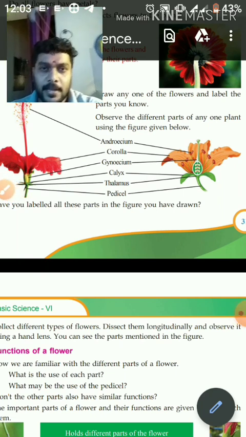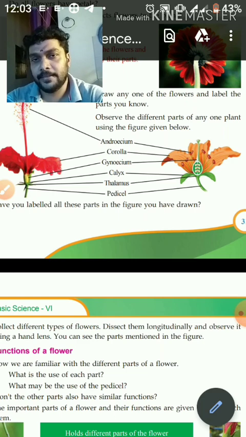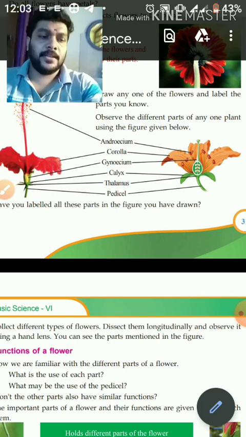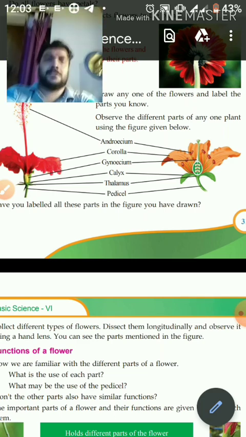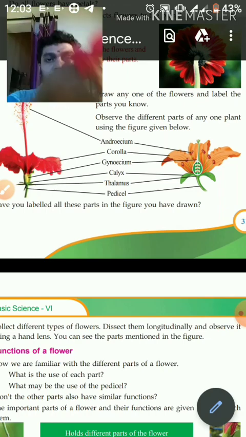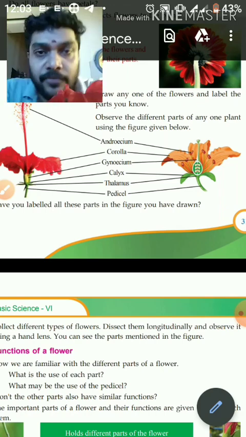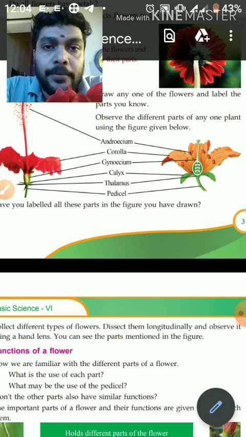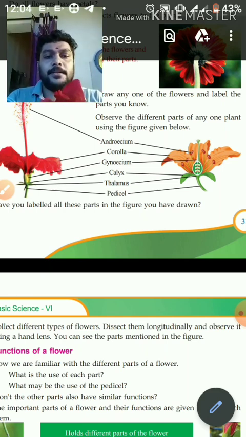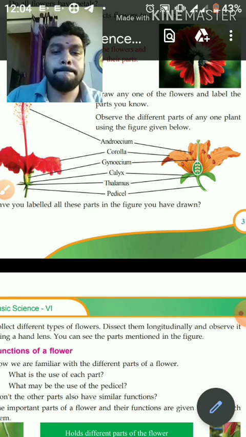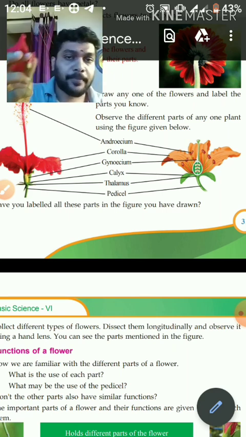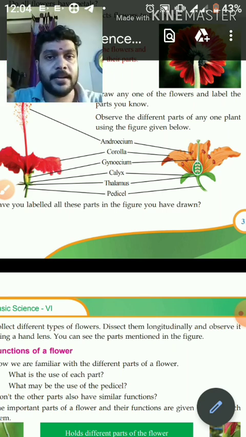So it is the continuation of our third chapter. Today we are discussing the structure of flower and their functions. Now I am just taking one hibiscus flower. I already dissected the flower, but I am telling about each part in detail. Listen carefully, my dear children.